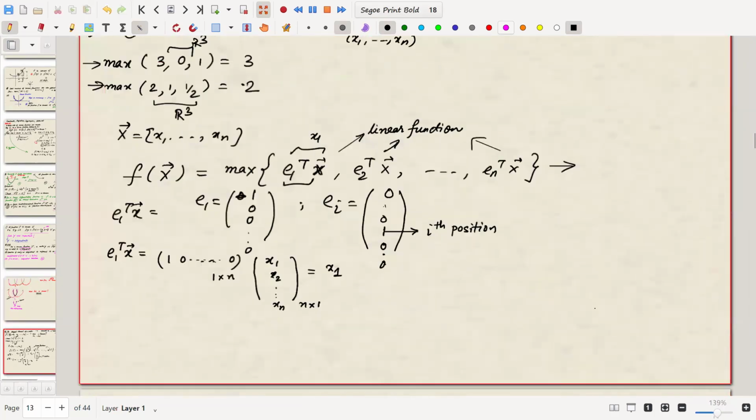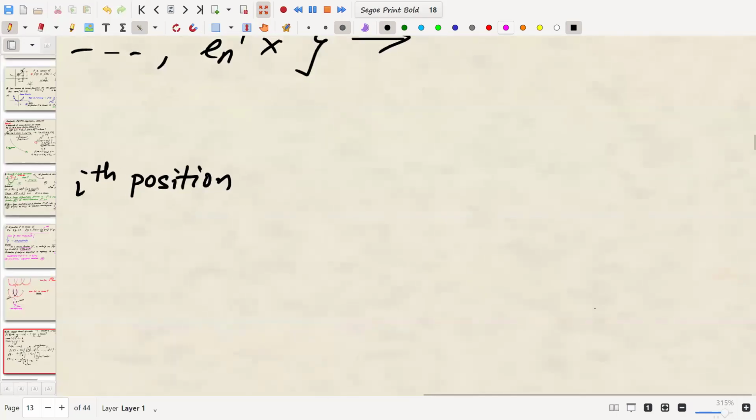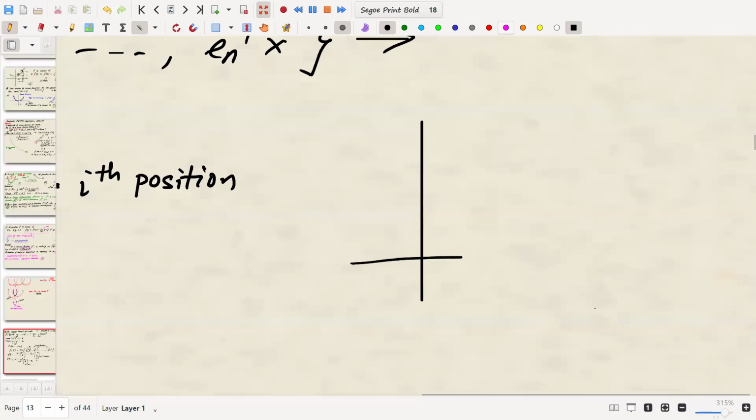How will a linear function look like? Straight lines. A linear function will look like straight lines, isn't it? Yes. So nothing, like we have to draw that straight.